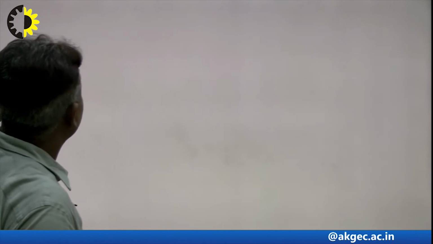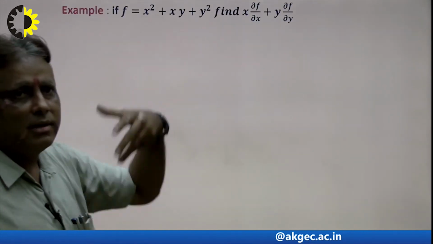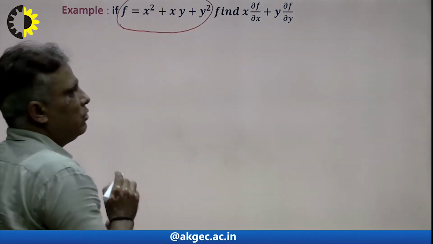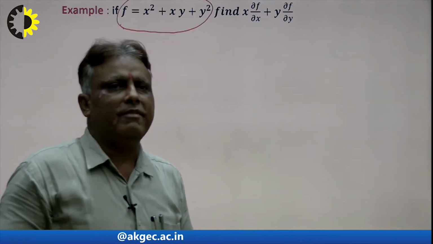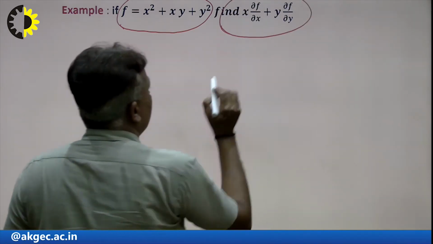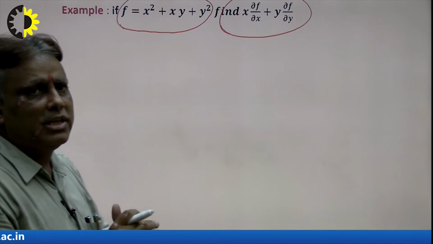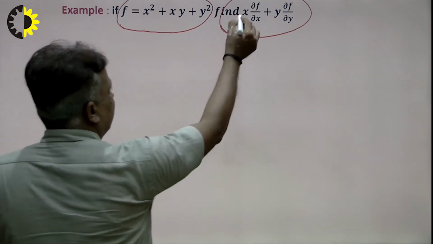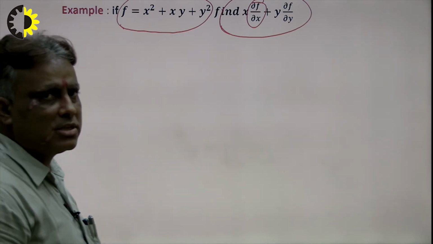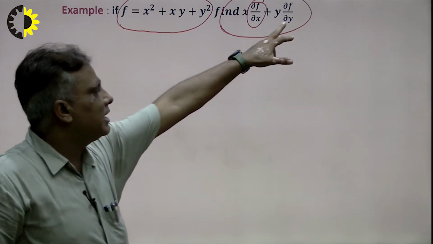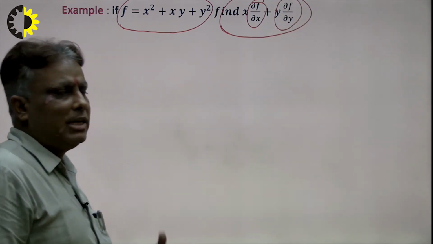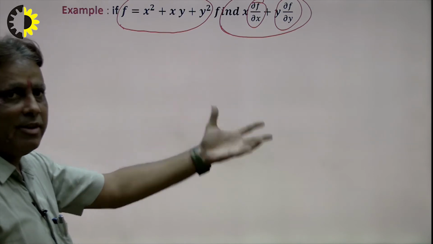In this way, suppose I want to calculate here, for example, f is the function, and we know that f contains two independent variables x and y. Now find this value. So how to calculate? First of all, we see the given problem very carefully. First I calculate ∂f/∂x, that means differentiate f with respect to x first and then multiply by x. Similarly, differentiate f with respect to y partially and multiply by y, and add both. Let's see what the result will be.